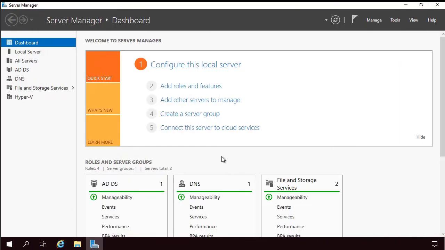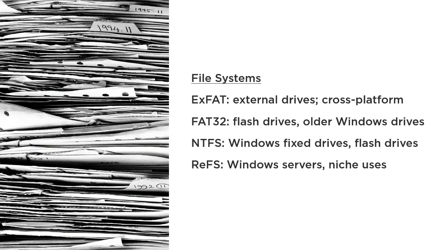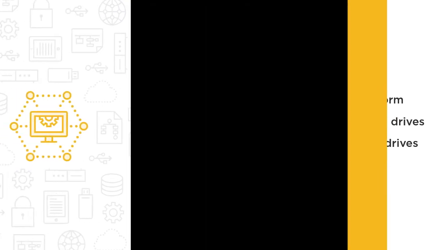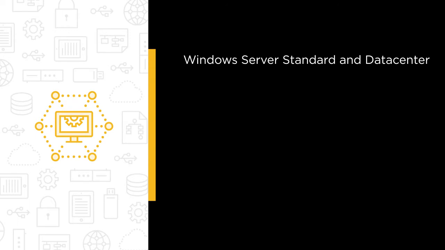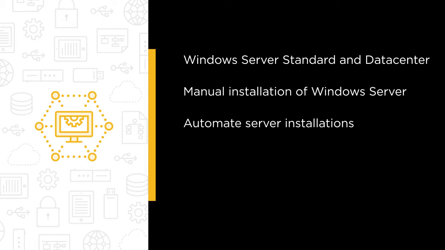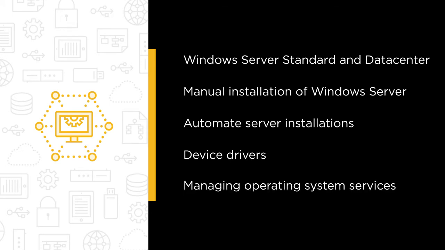Now, this course provides an introduction to server operating systems and a guide for choosing, installing, and setting up Windows Server. Some of the major topics that we will cover include the differences between Windows Server Standard and Data Center Editions, performing a manual installation of Windows Server, deciding whether to automate server installations with enterprise tools, adding, removing, enabling and disabling device drivers, and managing operating system services for safe and reliable operation.